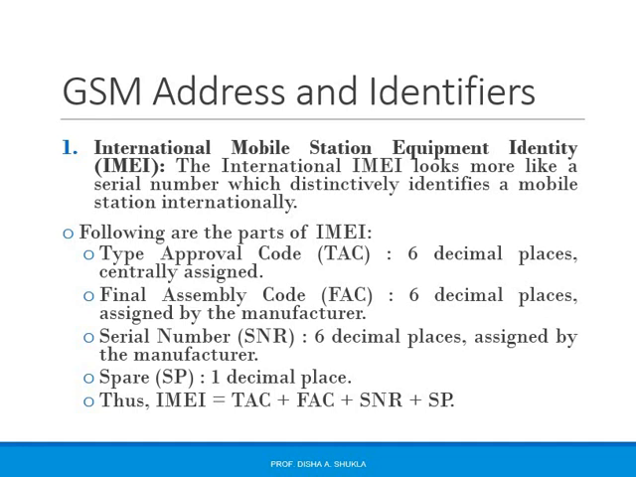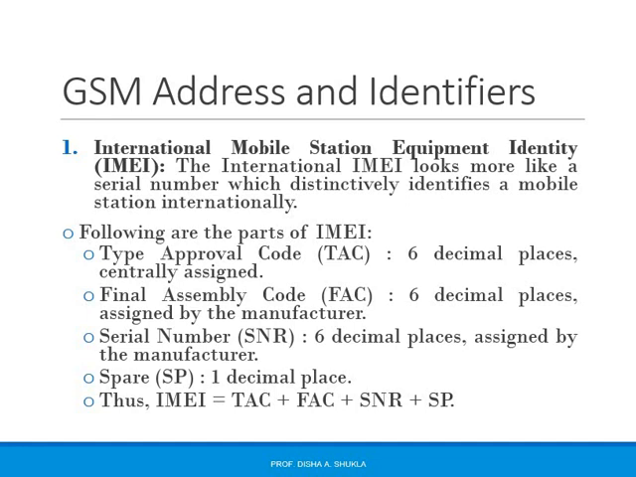Every device has this attached to it. You must be very much aware of the IMEI number that you have; individual devices have an IMEI number. This IMEI number is distinctively identified internationally, and it is combined using different parts. So what are the different parts? The first one is the type approval code, the TAC. This is a 6 decimal place centrally assigned number.